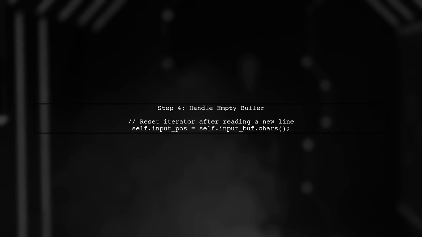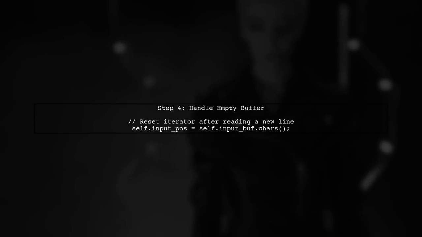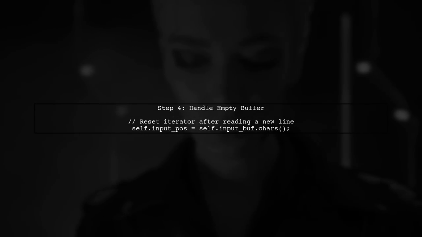Finally, remember to handle the case where the input buffer is empty. After reading a new line, we reset the iterator to the beginning of the new line.